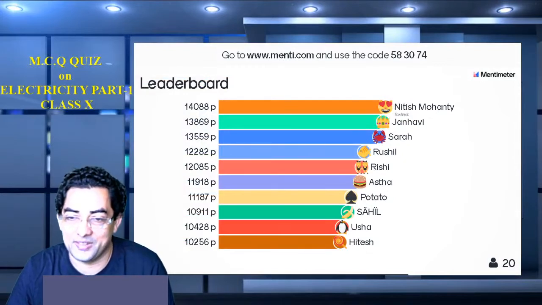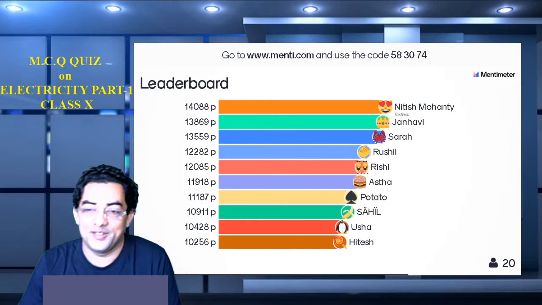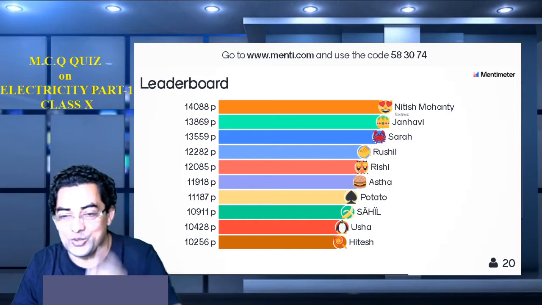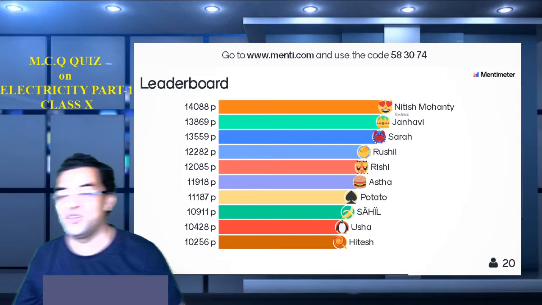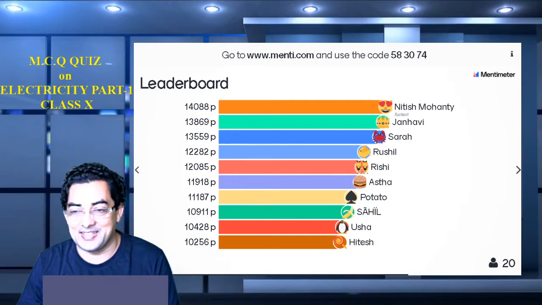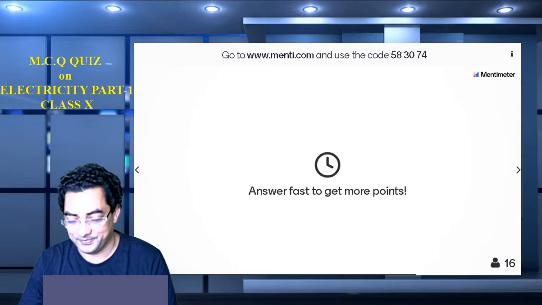पहले सारा टॉप पे थी, जानवी थी, we have got all 2, 3, Afra थी. Now Nitish has moved up, Rushil is moving up, Rishi is also moving up, Hitesh is also moving up. Come on girls. So these are the scores. Let's move on to the next part.